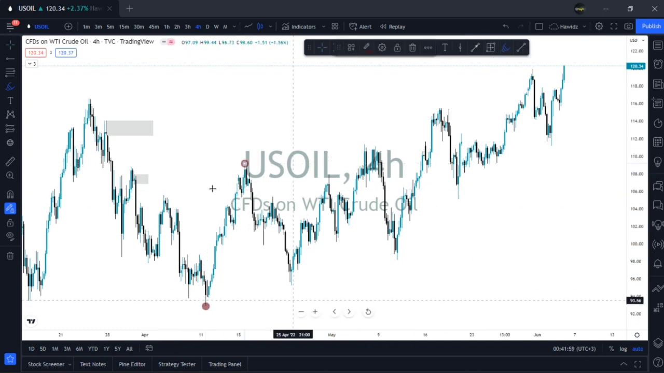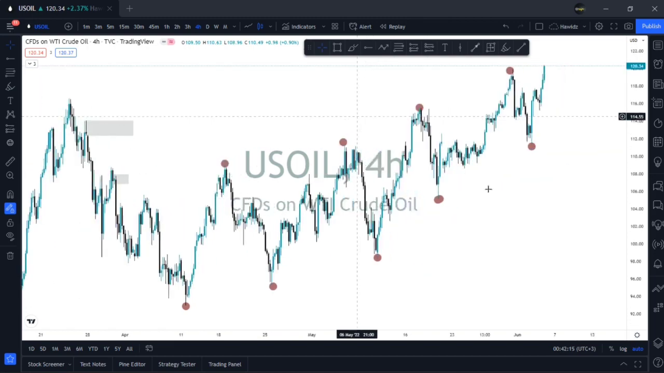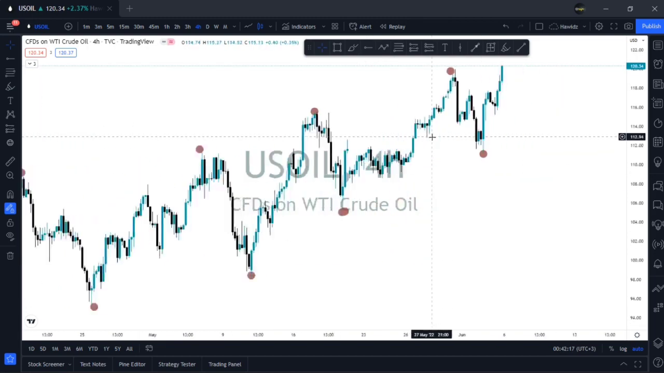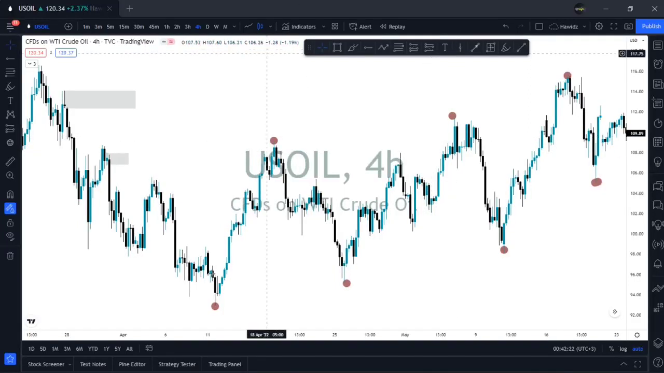So you have the high, the low, the high, the low, the high, the low, the high, the low, and the high, and the low. So let's see how we could have caught these moves. Let's zoom in a little bit and take price there. So price came from here and made this high. This is the first continuation move. Now we're looking for a pullback.